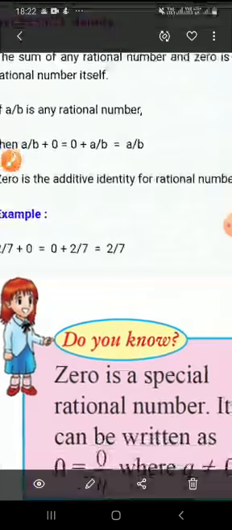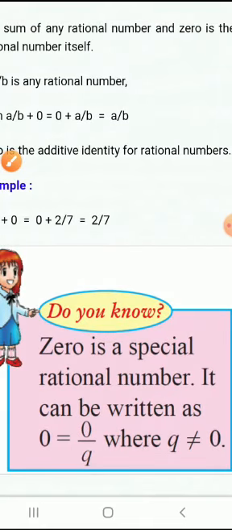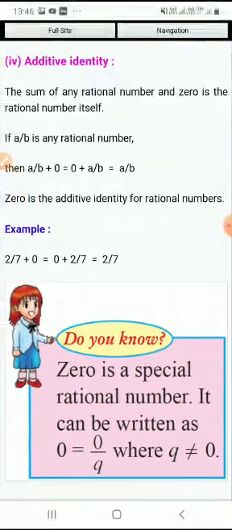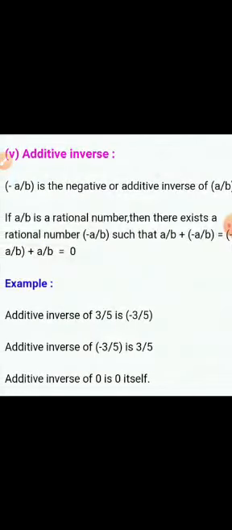One more thing here. 0 is a special rational number. Sometimes in MCQs it is asked whether 0 is a rational number or not. Yes, it is a rational number because it can be written in the format of 0 upon q, where q is not equal to 0. We can write 0 as 0 upon 1. So it is in the format p upon q, where q is not equal to 0. So yes, of course 0 is a rational number.